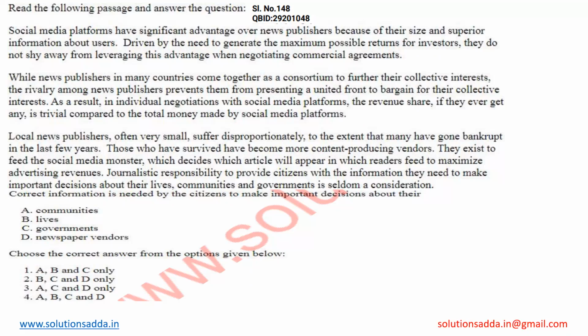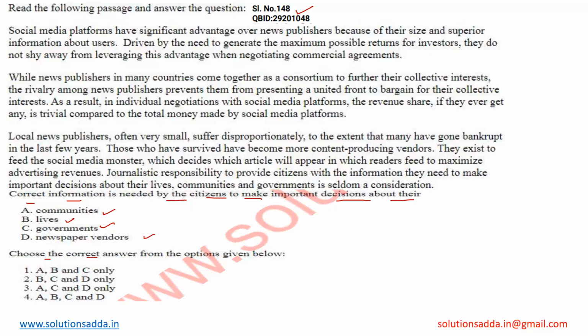Hello everyone, this is question number 48, and according to this question, correct information is needed by the citizens to make important decisions about their communities, lives, governments, newspaper vendors. So basically we need to choose the correct answer from the options given below, whether ABC is correct, BCD is correct, ACD or ABCD. What is the question exactly asking about? Correct information is needed by the citizens to make important decisions. So which information is needed by the citizens to make the important decision, whether about their communities, their lives, governments or the newspaper vendors.